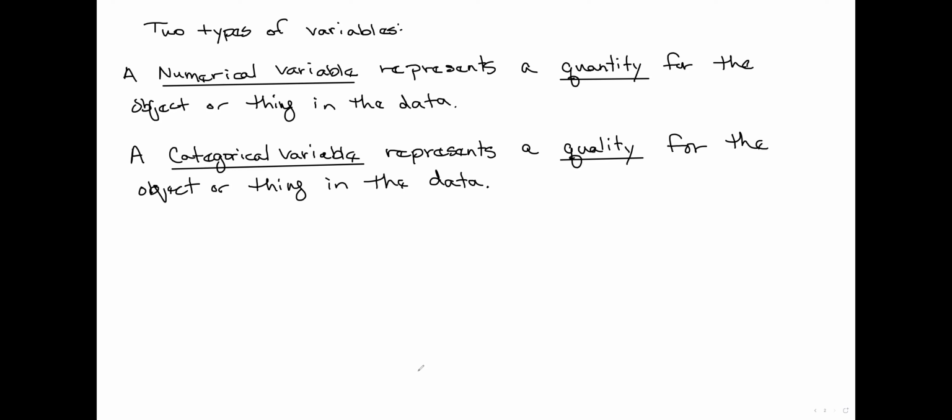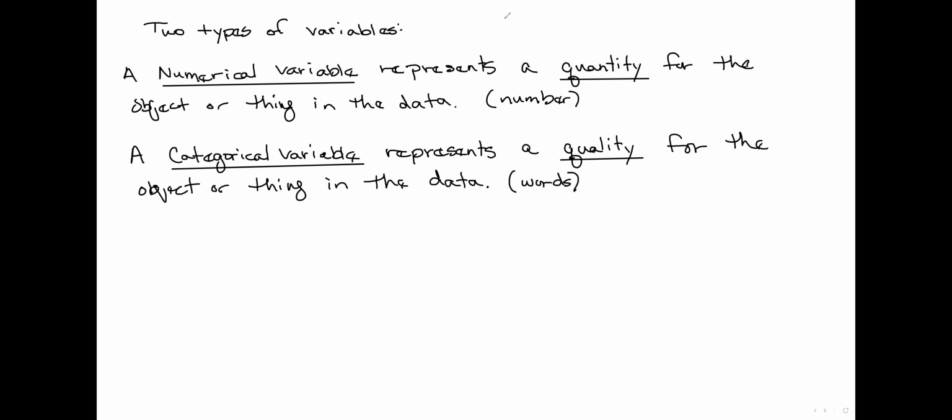Numerical, you count up how many of them there are, or you measure how large they are. So it's a number. The note here is that this is typically a number, and we're going to talk about an exception to that in a minute. And then these are typically words. Typically, right? So it's no hard and fast rule here. So that's the difference between the two: numerical, quantity, numbers; categorical, quality, words.